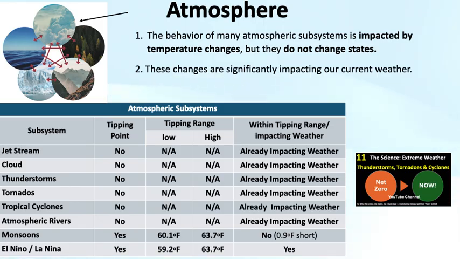Now, if you take a look at those, we talk about clouds, thunderstorms, etc., and what's driving that is that for every 1 degree increase in temperature Fahrenheit, you get 4% more moisture into the atmosphere. And more moisture leads to more clouds. More clouds lead to more thunderstorms, tornadoes, cyclones, atmospheric rivers, etc. Not only more, but I mean more intense. And we explain all of that in video 11, where we talk about extreme weather, thunderstorms, tornadoes, and cyclones. So I'm not going to cover that anymore.